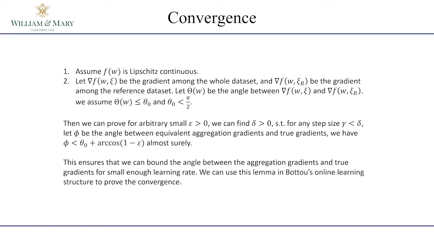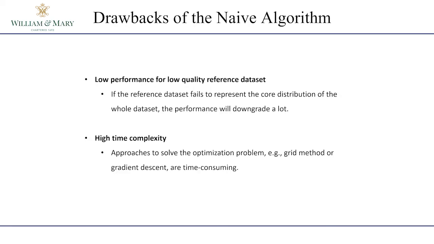With these assumptions, we can prove that for arbitrarily small epsilon greater than 0, we can find a delta greater than 0, such that for any step size gamma smaller than delta, letting phi be the angle between the equivalent aggregation gradients and the true gradients, we have phi smaller than theta_0 plus arccos(1 minus epsilon) almost surely. This ensures that we can bound the angle between the aggregation gradients and the true gradients for a small enough learning rate. We can use this lemma in Bottou's online learning structure to prove the convergence.